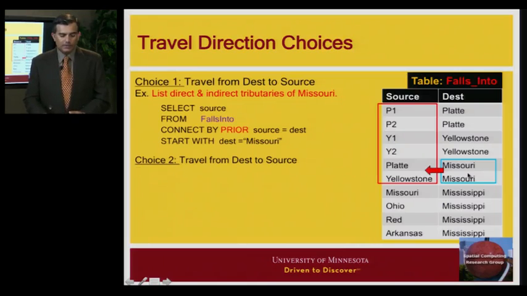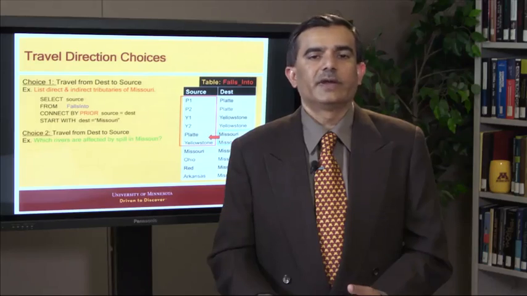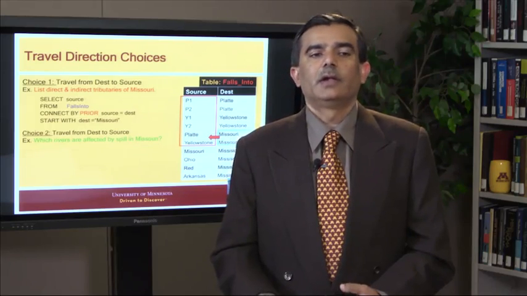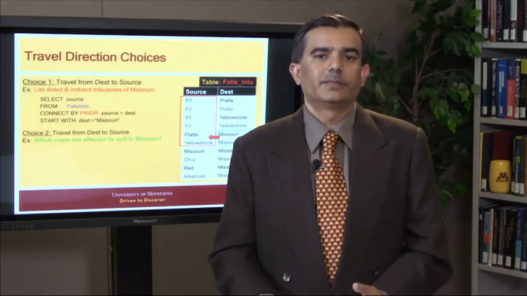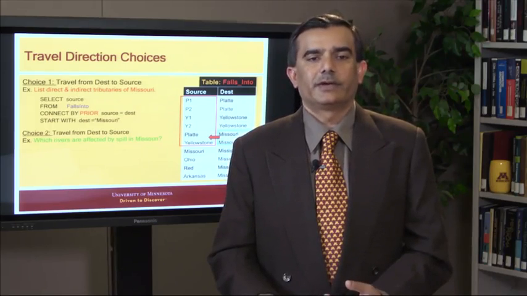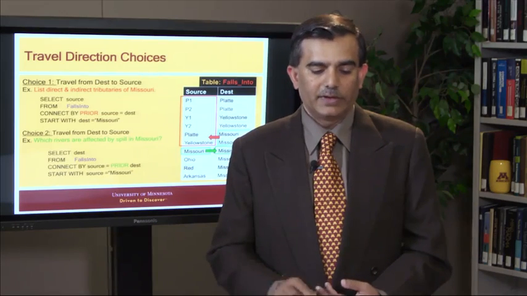Okay. The second choice is to ask for the successors of Missouri, which rivers get water from Missouri. So if there were, let's say, a spill of some toxic material in Missouri, and you want to ask which other rivers should be observed or monitored for that material, then you will go the other direction.